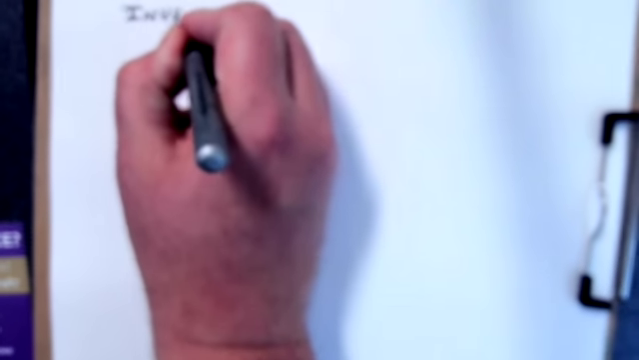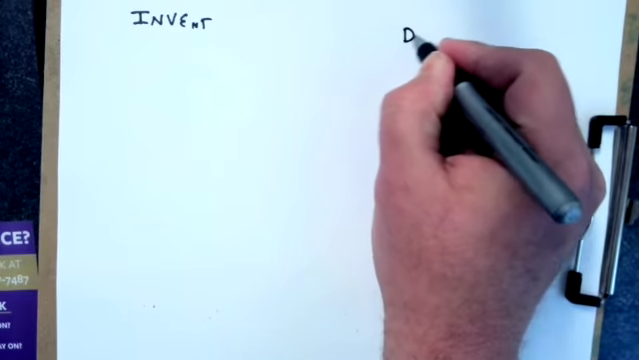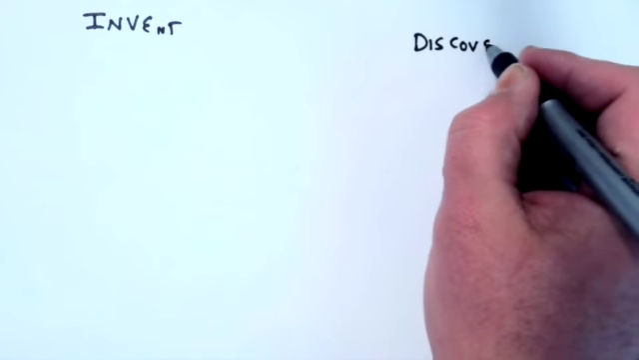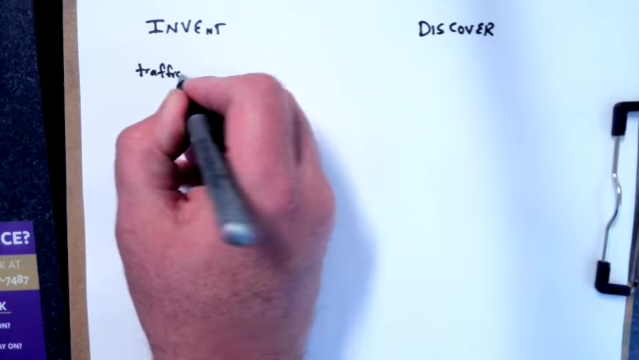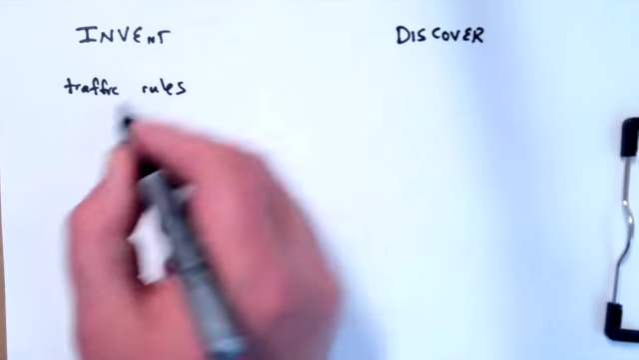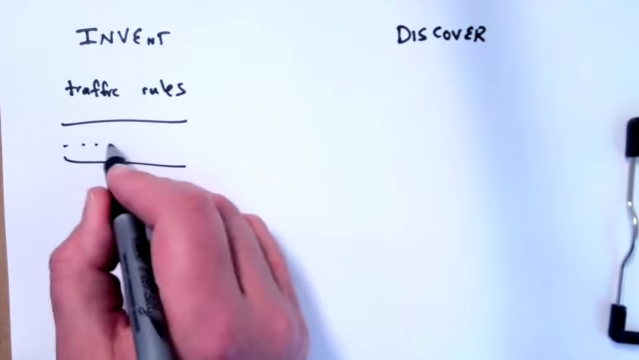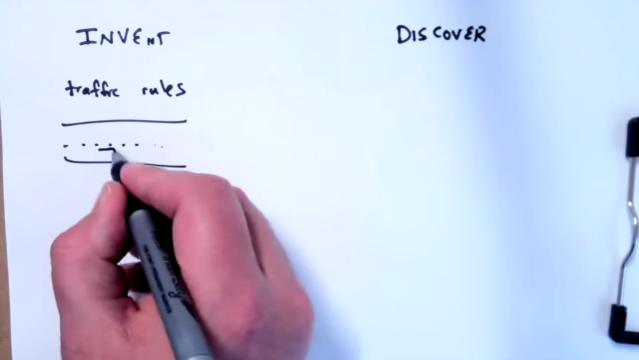Do we invent math or do we discover it? Like, is this something we make up and human beings agree on the rules? For instance, we invented the traffic rules. At some point, someone came along and said, hey, this is how a highway should work, and we are going to drive on the right-hand side.